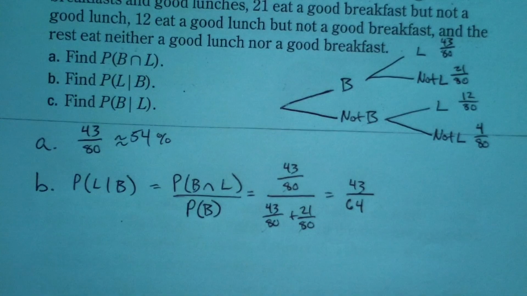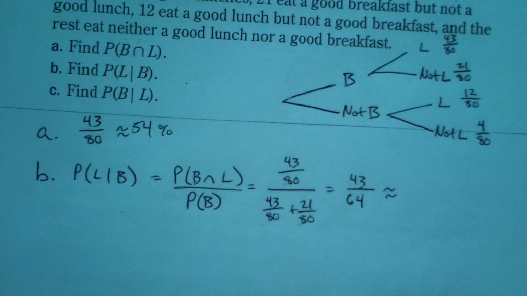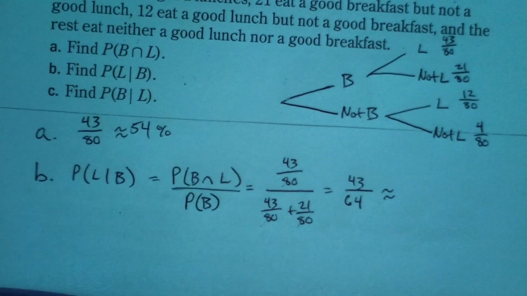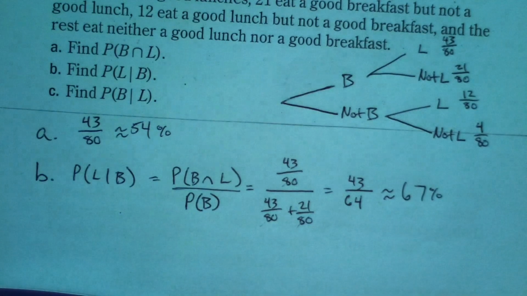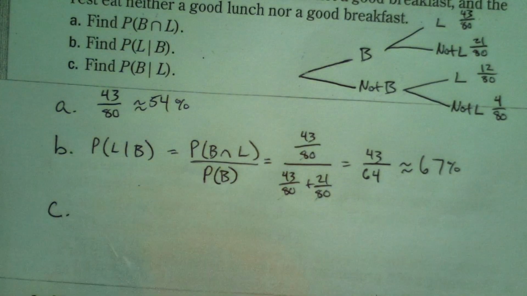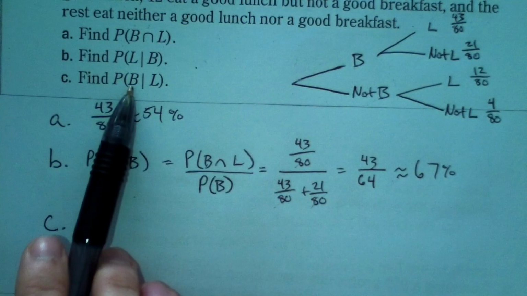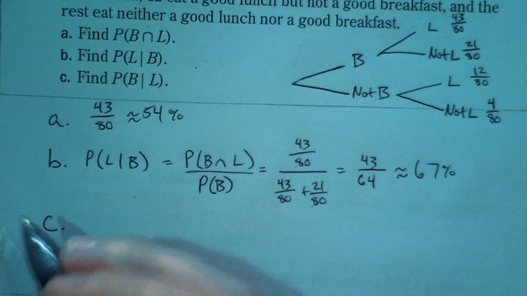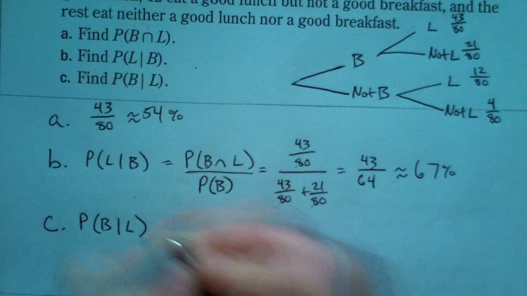So probability of L. Again, our top is still going to be the same for the intersection, 43 out of 80. But our bottom is our two lunch categories. Our lunch categories are the 43 out of 80 and then the 12 out of 80 as our two with the capital L's there. So I'm going to add 43 out of 80 plus the other lunch one, for not a good breakfast, which was 12 out of 80. Since all of those are out of 80s, the 80s can just cancel there. So it would be 43 out of, and then 43 plus 12 would be 55.